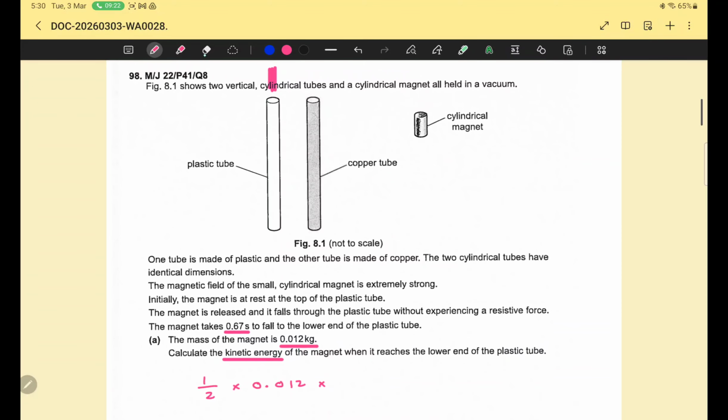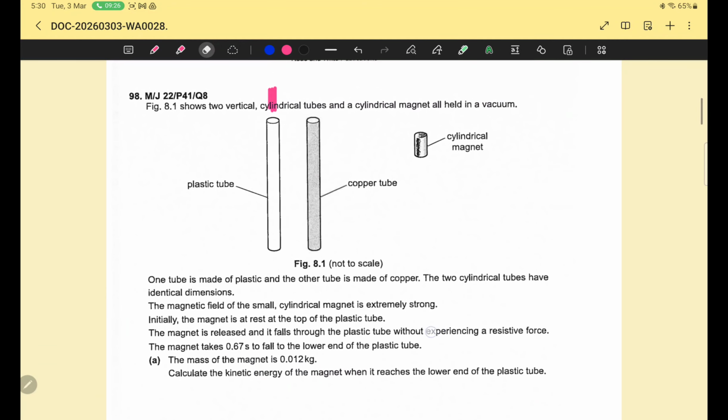But Navia, can you help me? Do you know any equation which can be used to find out the velocity? When the magnet is dropped, its initial velocity is zero. But when the magnet is falling and hitting the ground, what will be its final velocity? Do you know any formula, Nevia? No, we are not given distance. We are not given distance.